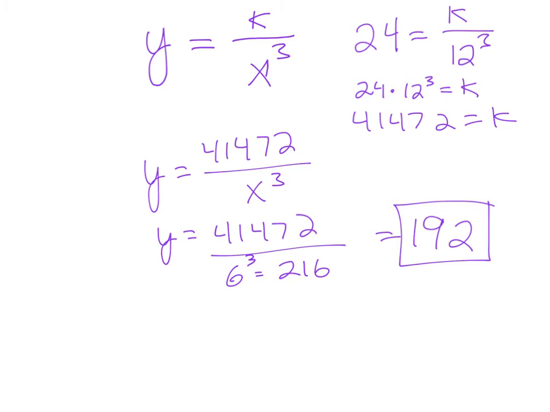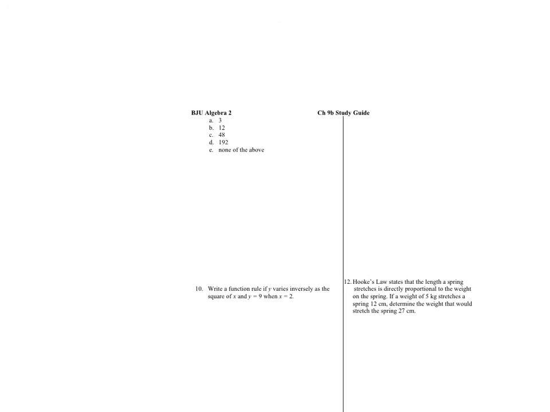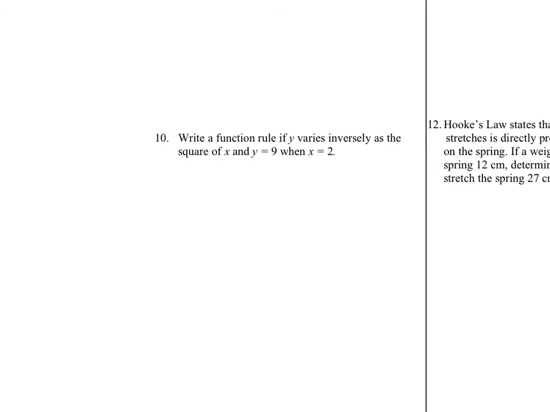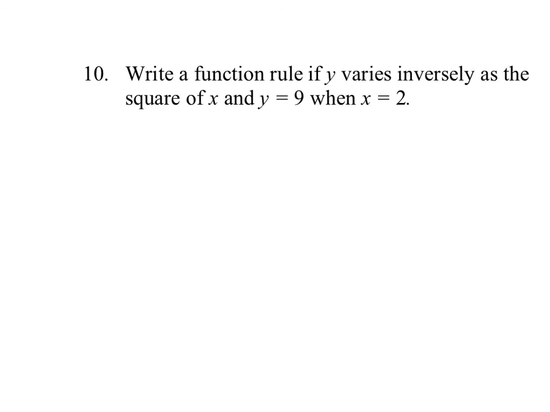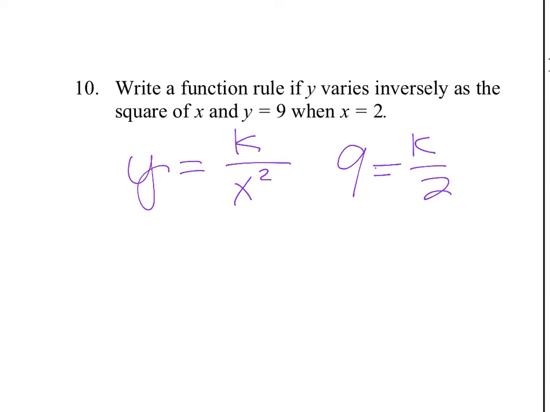All right. So now that was number 9. We're moving on to... Oh, it looks like 9 was a multiple choice. So you can see that 192 would have been our answer. All right, now we're looking at number 10. Write a function rule if y varies inversely with the square of x, y equals 9, and x equals 2.